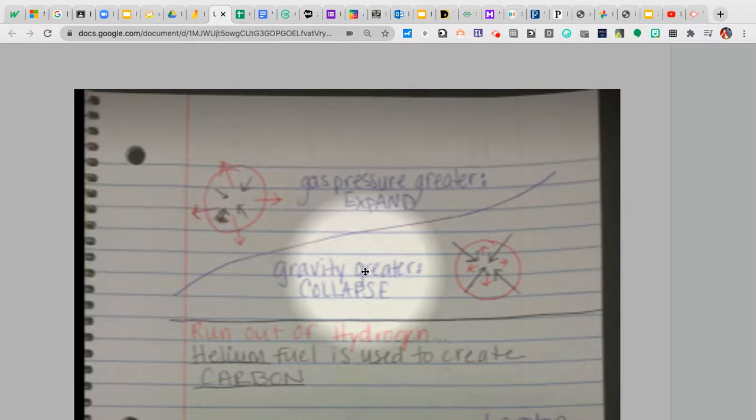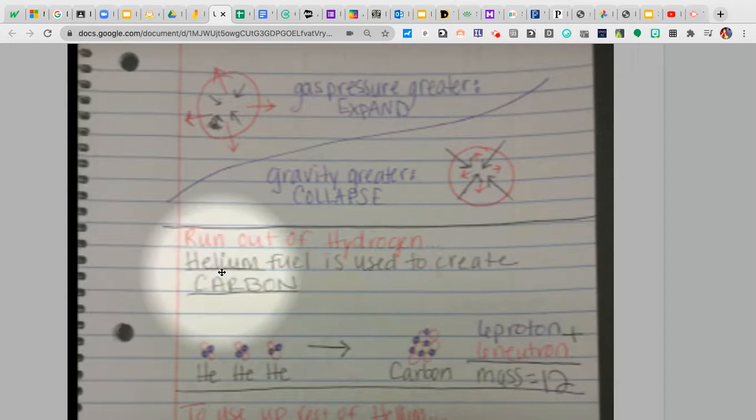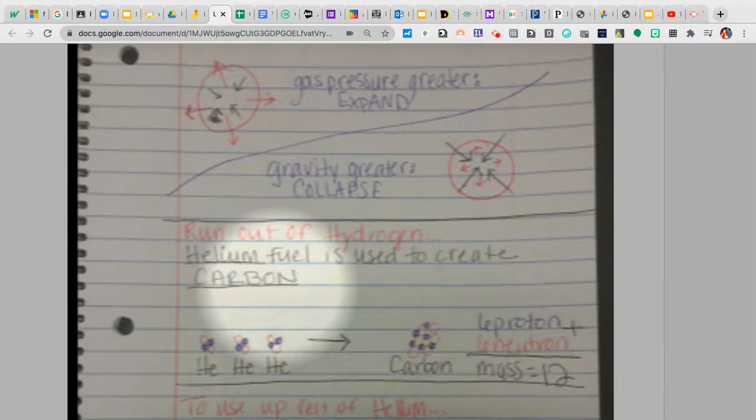So let's see what's happening here. We run out of hydrogen. Helium fuel is then used to create carbon. So we no longer have the hydrogen making the helium. Now those heliums are coming together to form carbon. And we've done this before in our marshmallow lab.